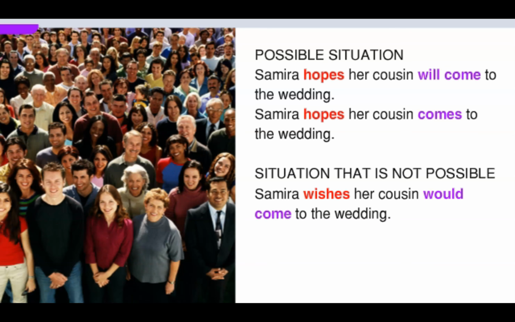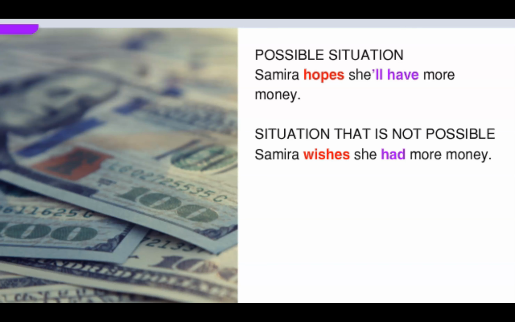Possible situation. Samira hopes her cousin will come to the wedding. Samira hopes her cousin comes to the wedding. Situation that is not possible. Samira wishes her cousin would come to the wedding. Possible situation. Samira hopes she'll have more money. Situation that is not possible. Samira wishes she had more money.